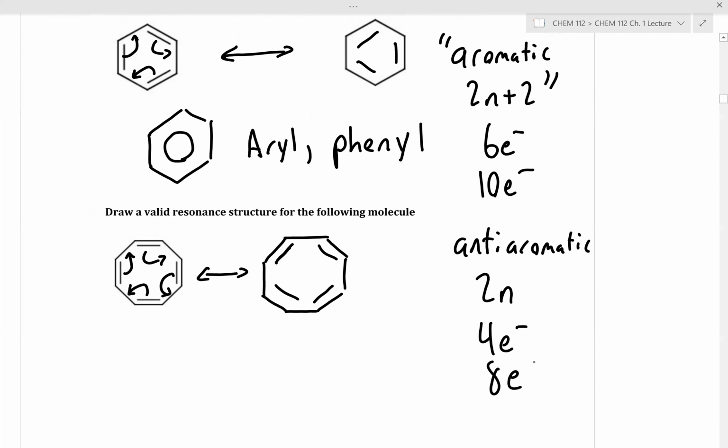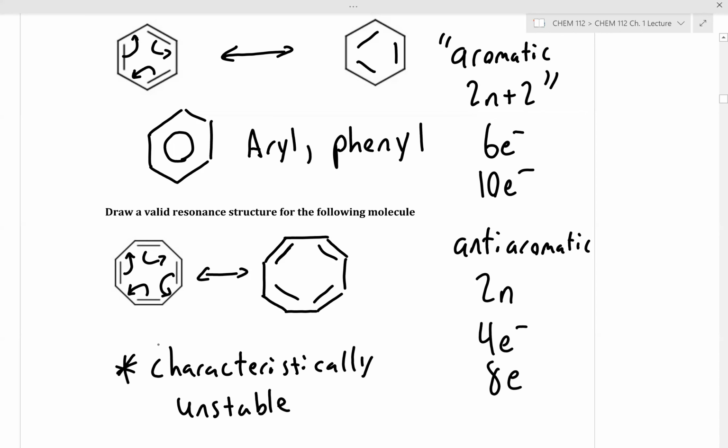And as we'll discuss in a later chapter, I want to introduce you to this idea of aromatic and anti-aromatic, because aromatic systems are quite stable, while anti-aromatic are characteristically unstable. And we'll delve more into this in later chapters.